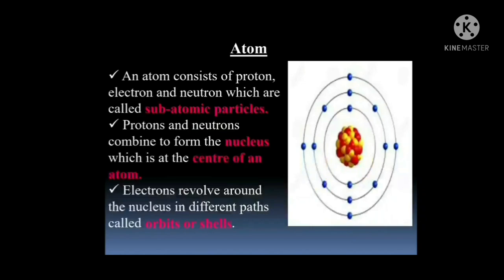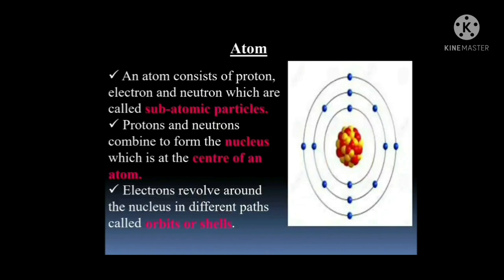So, in an atom, nucleus is at the center, which is made up of protons and neutrons. Also, electrons revolve around the nucleus in different paths called orbits or shells. In an atom, a number of orbits are there around the nucleus, and those orbits have electrons.